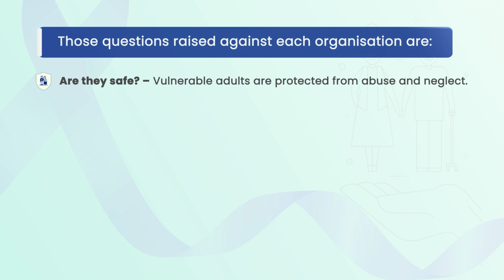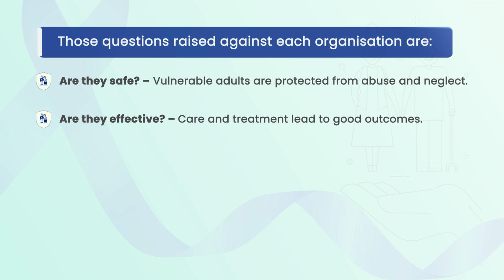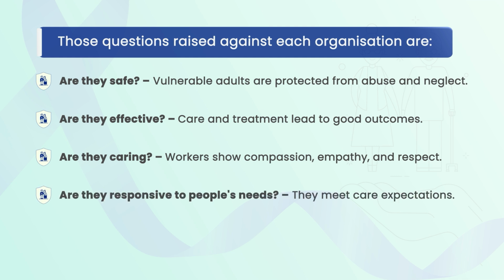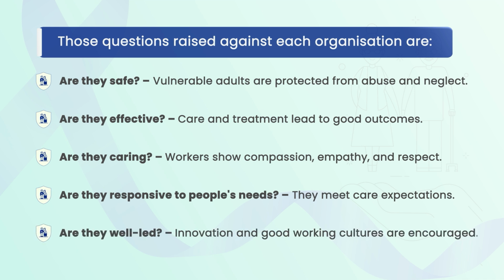Vulnerable adults are protected from abuse and neglect. Are they effective? Care and treatment lead to good outcomes. Are they caring? Workers show compassion, empathy and respect. Are they responsive to people's needs? They meet care expectations. Are they well led? Innovation and good working cultures are encouraged.